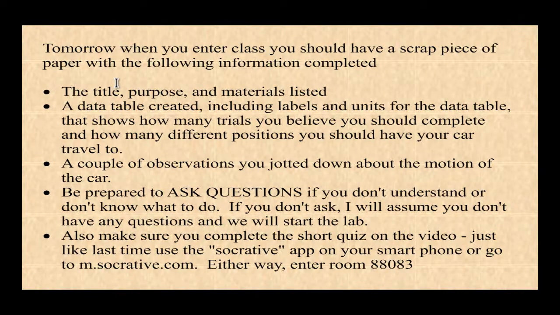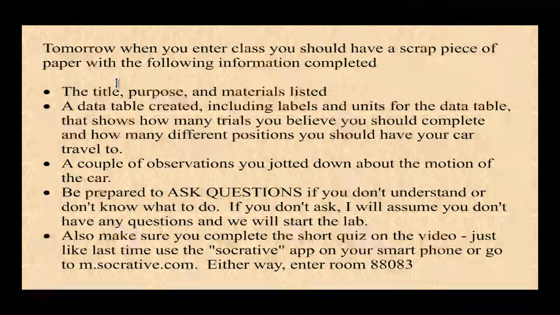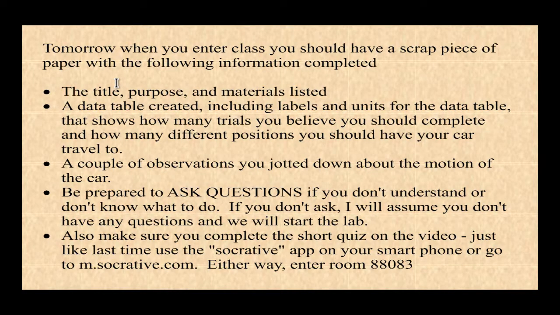So tomorrow when you come into class, make sure you have on that scrap sheet of paper the title, purpose, and materials written down so that you have it for your lab report. I'll also be checking to make sure it's written down. Make sure you've created that data table. Make sure it has labels in it and it has the units. Whatever you decide you need to record, make sure you clearly have it labeled. Don't put an X and a Y and so on, but clearly label it with the units. The data table should somehow reflect how many trials you're going to do and how many different positions you think the car needs to travel to.